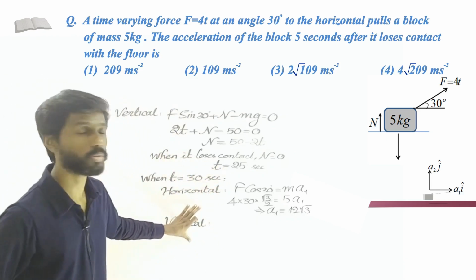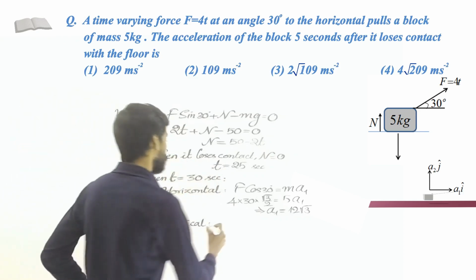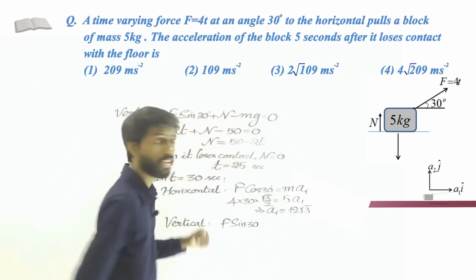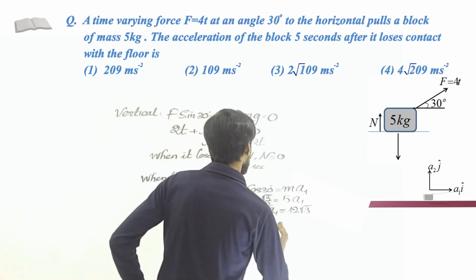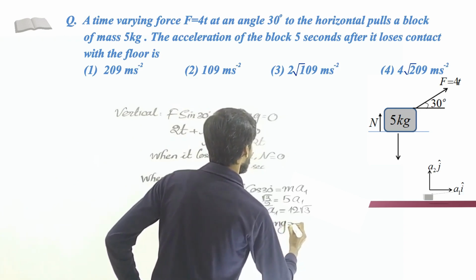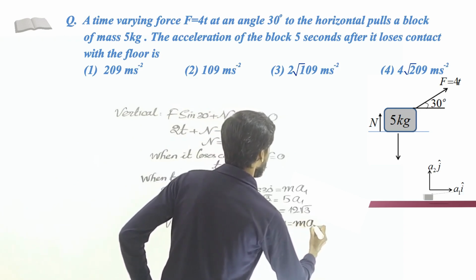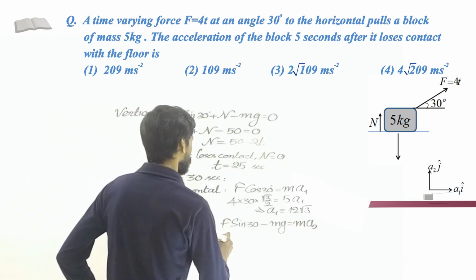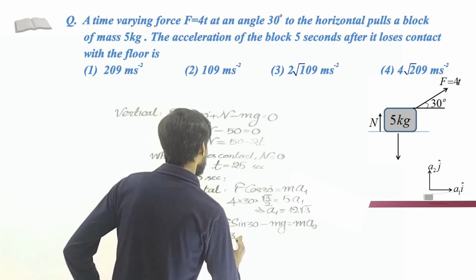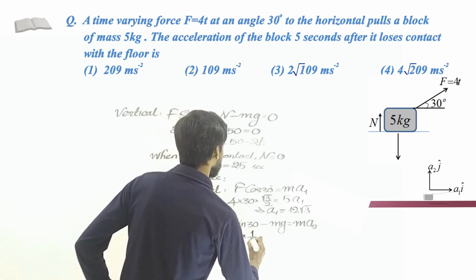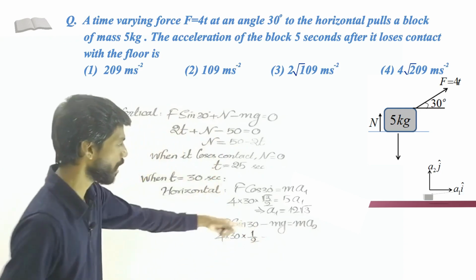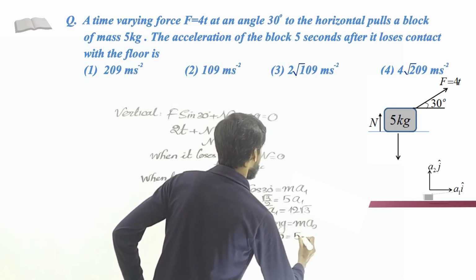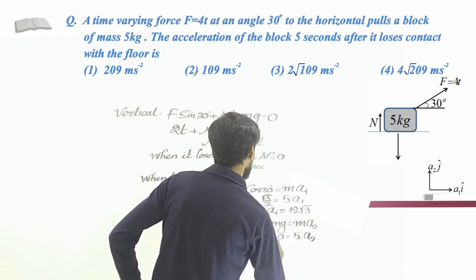Now vertical. The component of the force in the vertical direction, that is F sin 30 in the upward direction, and then mg in the downward direction, so minus mg. That must be equal to the mass times the acceleration, say A2, in the vertically upward direction. Now let us substitute. F is again the same, 4 multiplied by 30 multiplied by sin 30, which is 1 by 2, minus mass of the object, 5 multiplied by 10, so that is 50. So that equals 5 multiplied by A2.